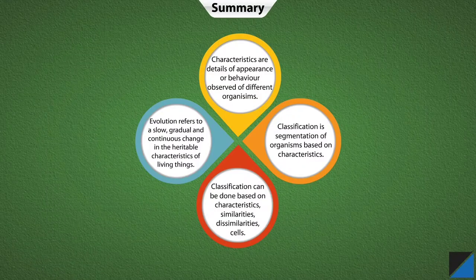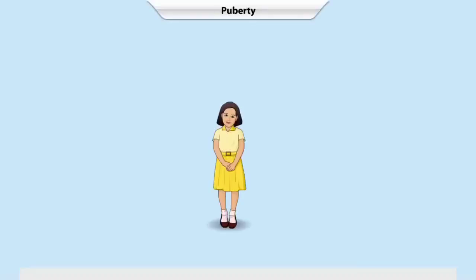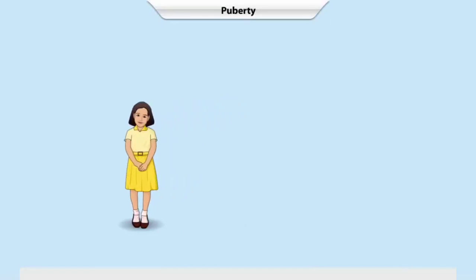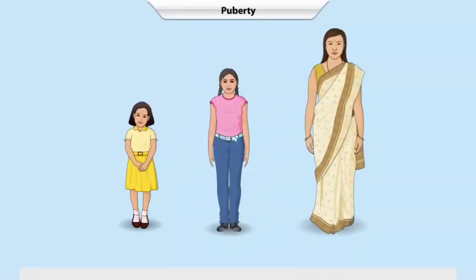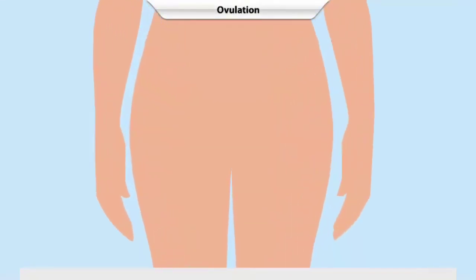Let us do a quick recap of the important points learnt in the video. Puberty marks the beginning of a series of changes in the human body that lead to reproductive maturity. For a female, puberty is the beginning of her reproductive phase and can begin at around 10 to 12 years of age.